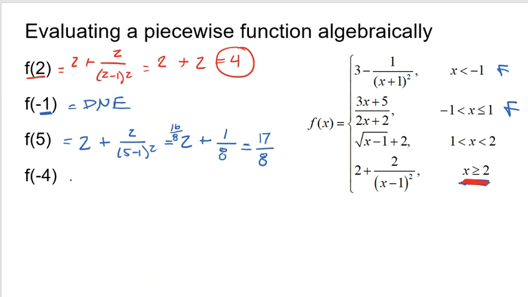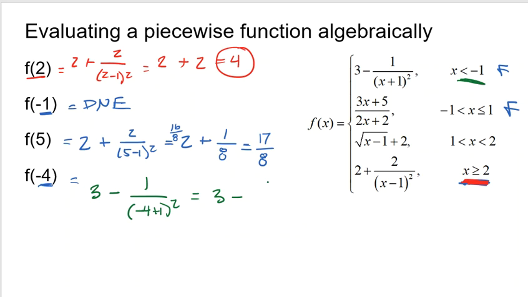And one more to go here. What happens if x is -4? Well, in this case, I'm going to go ahead and use the top equation because -4 is less than -1. So I get 3 minus 1 over, let's see here, -4 plus 1 squared. And that's 3 minus 1 over -4 plus 1, which is -3.